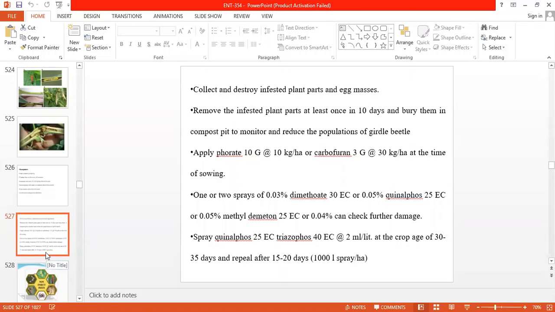So that is all about the pests of oilseed crops.